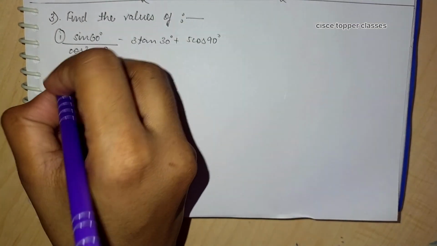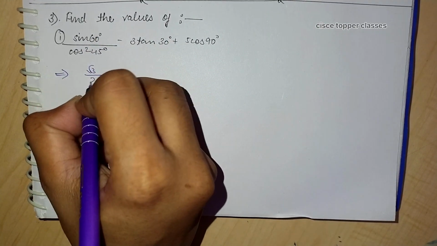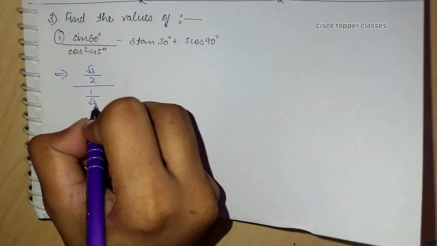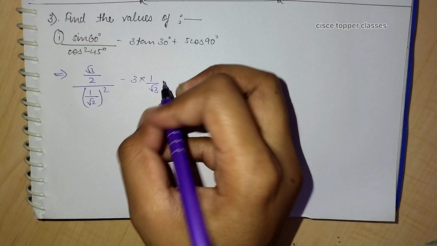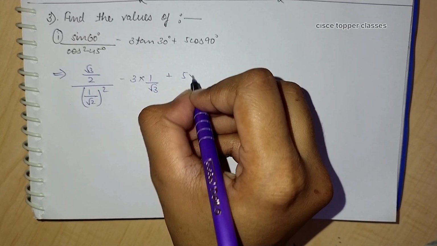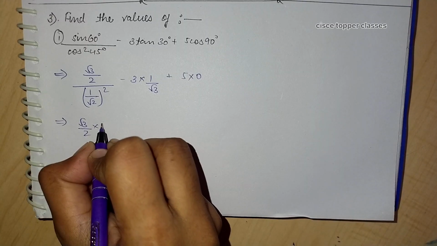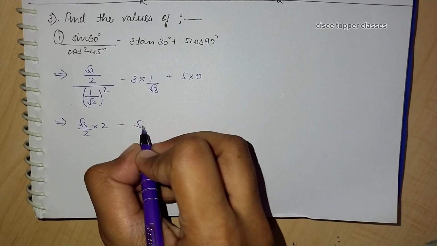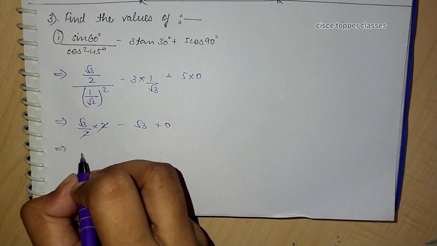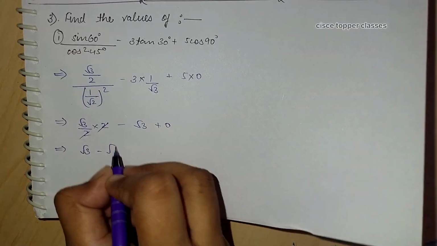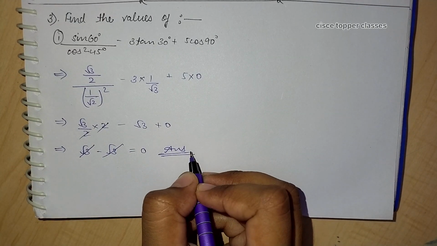Let's solve question number 3, first part. So on solving this, sin 60 is under root 3 by 2 we can write, divided by cos square 42. So 1 by under root 2 whole square minus 3 into 1 by under root 3 here, plus 5 into 0 because cos 90 is 0. So here it will be under root 3 by 2 into 2 minus under root 3 plus 0. So here we can write this will be cancelled out, and plus under root 3 minus under root 3 will also be cancelled out, means 0 is the answer in the first part here.